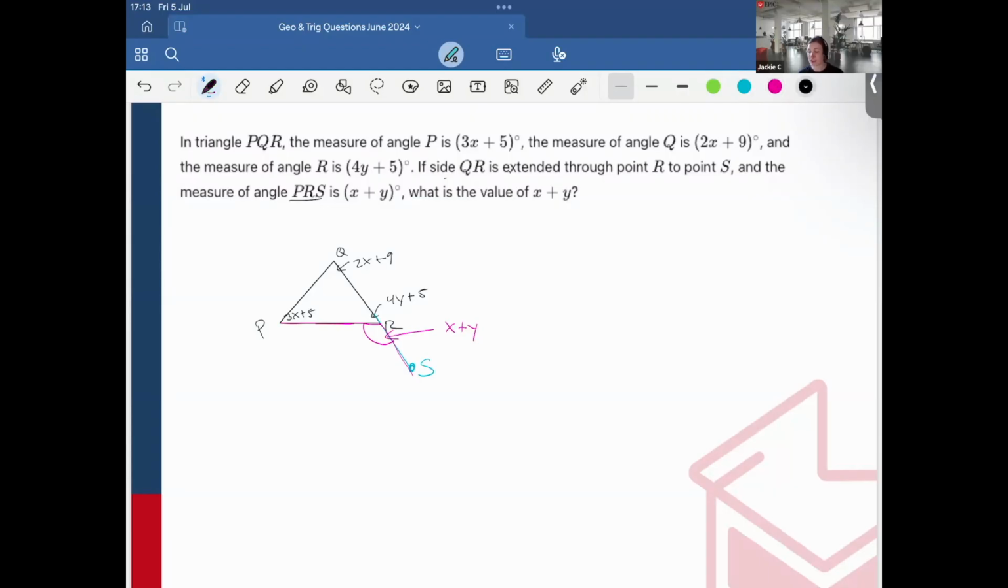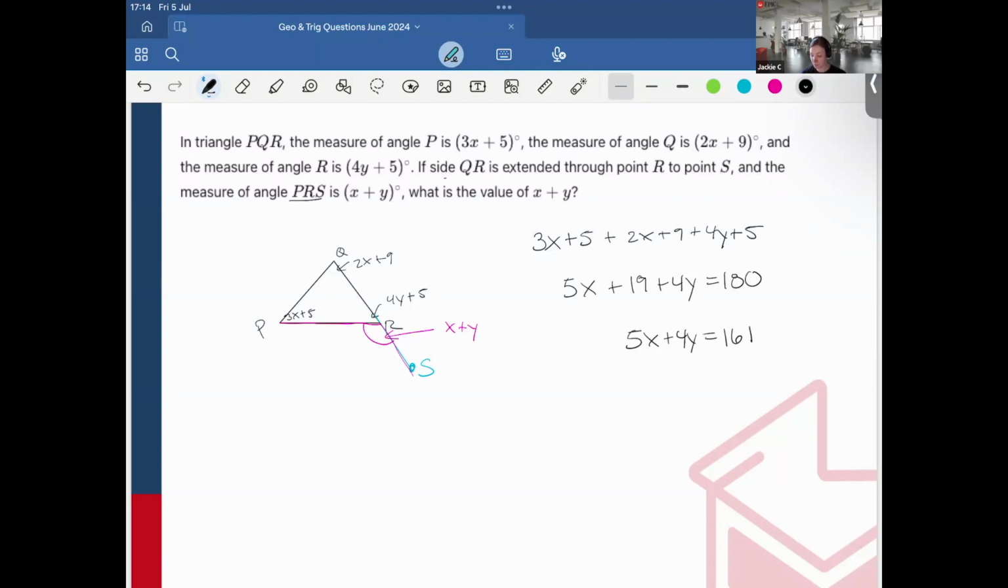Okay, so definitely it appears that I'll need to create a system of equations. So first, I know a triangle has 180 degrees. So I'm going to first sum P, Q, and R. So do 3x plus 5 plus 2x plus 9 plus 4y plus 5. And then combine all the like terms. So combining the x's, that'd be 5x, 5 plus 5 plus 9, so plus 19. Plus 4y equals 180 degrees. Now subtract the 19 from 180. So I'm left with 5x plus 4y is equal to 161.